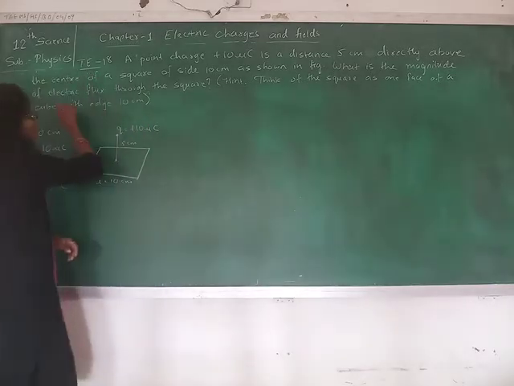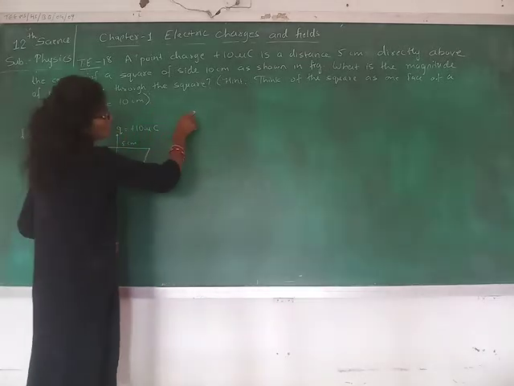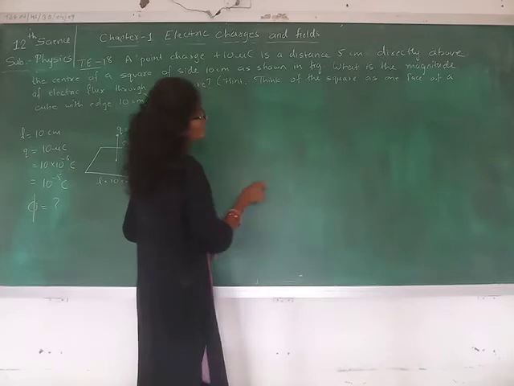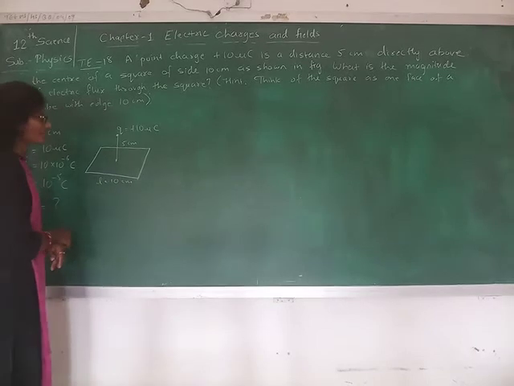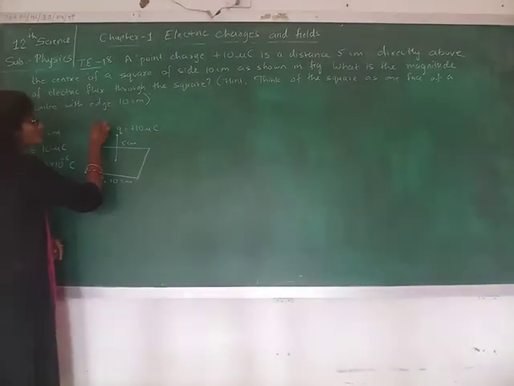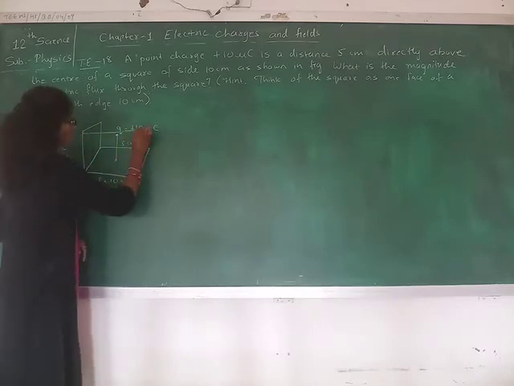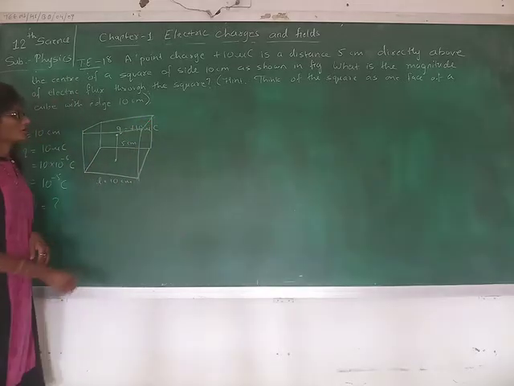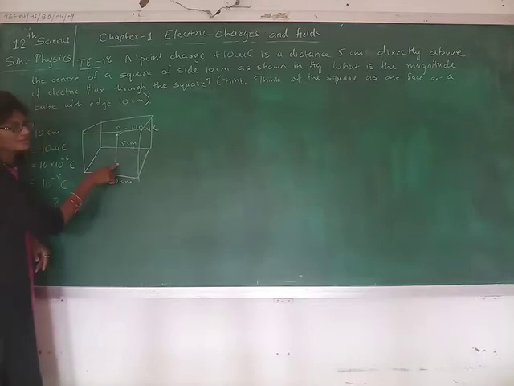What is the magnitude of electric flux through the square? What we need to find is the flux through this square. The hint given is: think of the square as one face of the cube with edge 10 cm. That means we need to consider this as one of the faces of the cube. Here we are asked to find the flux through this face.